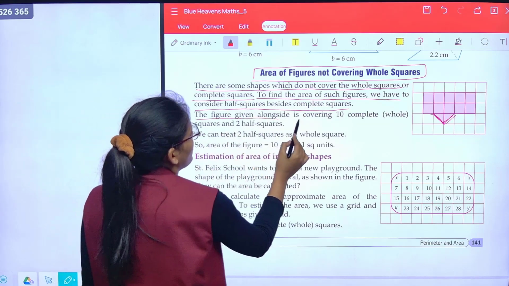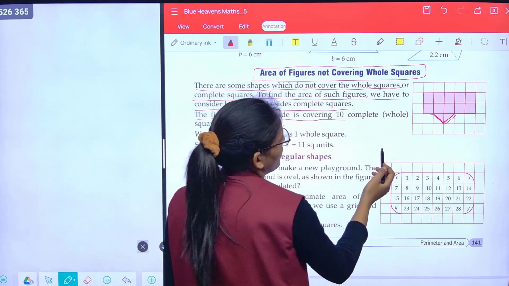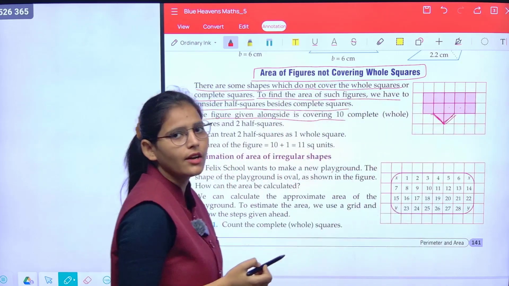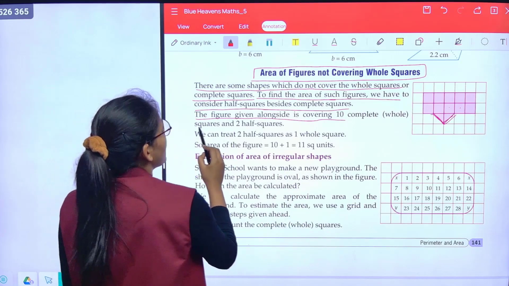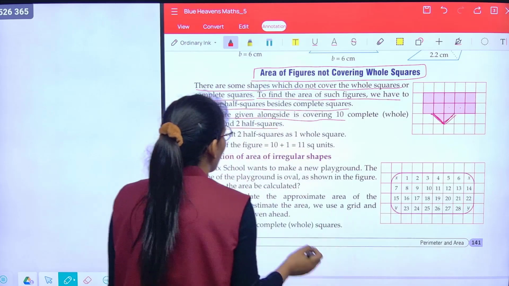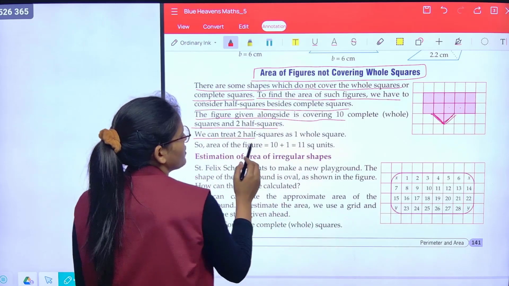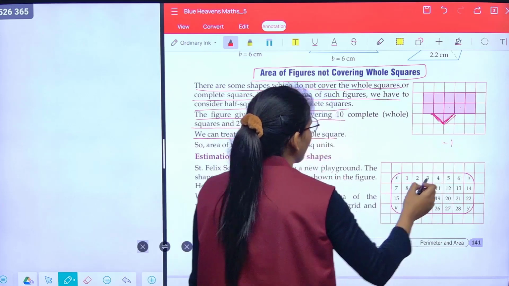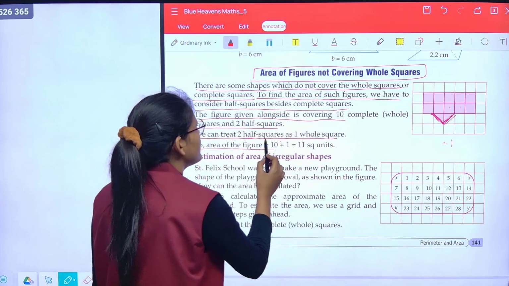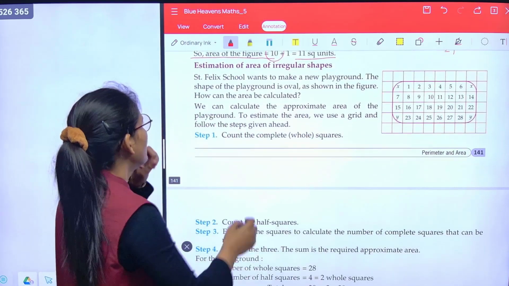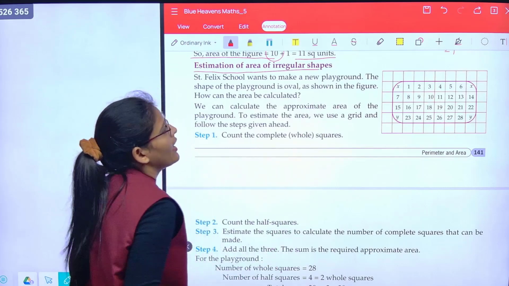The figure given alongside is covering 10 complete whole squares: 1 2 3 4 5 6 7 8 9 10. These are complete, class. It has covered 10 complete whole squares and 2 half squares, like this. Now you can treat 2 half squares as 1 whole square. Class, this half and this half is equal to 1. So area of the figure is 10 plus 1, 11 square units. Understand?